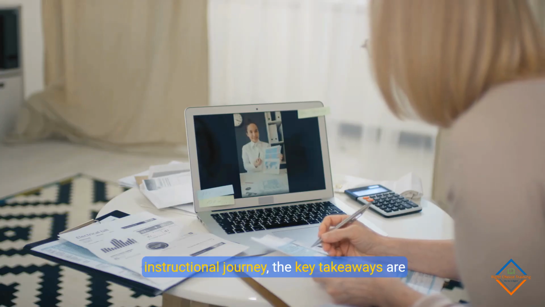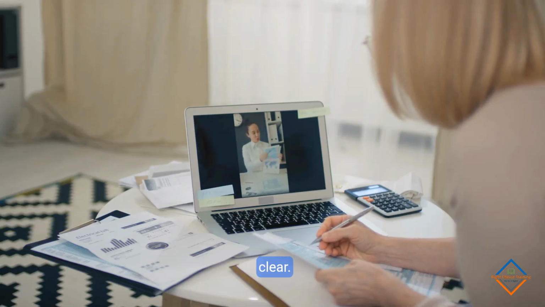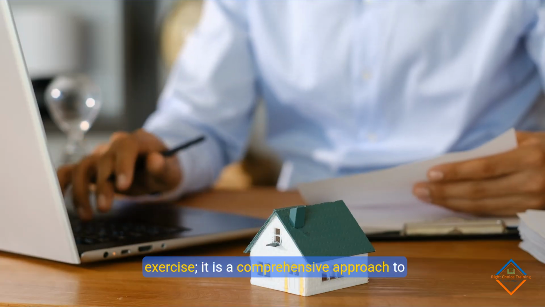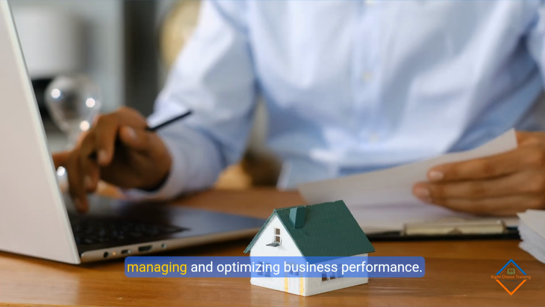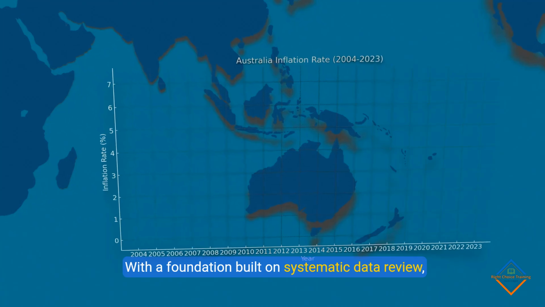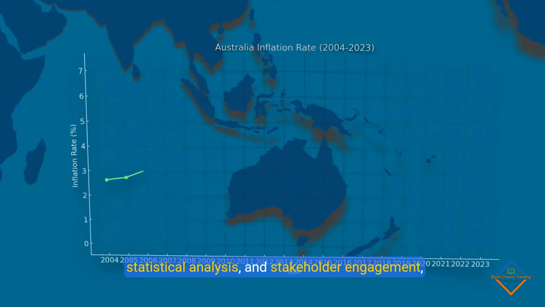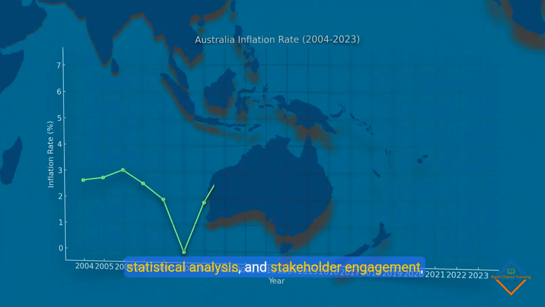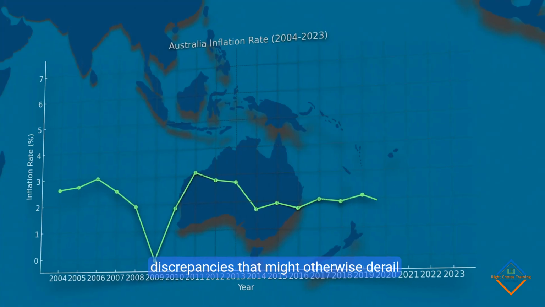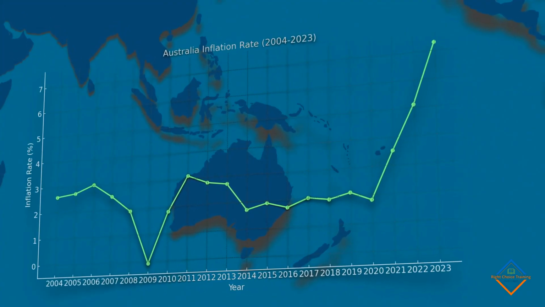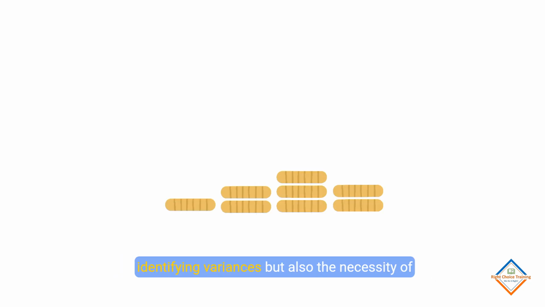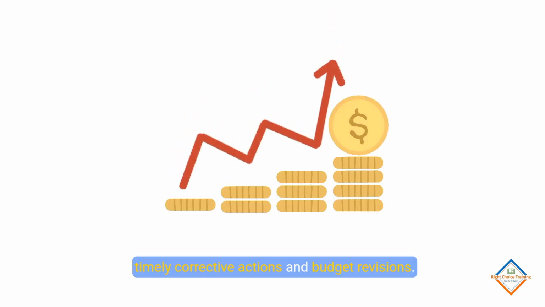As we near the end of this instructional journey, the key takeaways are clear. Budget variance analysis is more than a financial exercise. It is a comprehensive approach to managing and optimizing business performance. With a foundation built on systematic data review, statistical analysis, and stakeholder engagement, organizations can detect and resolve discrepancies that might otherwise derail financial targets. The process emphasizes not only the importance of identifying variances, but also the necessity of timely corrective actions and budget revisions.